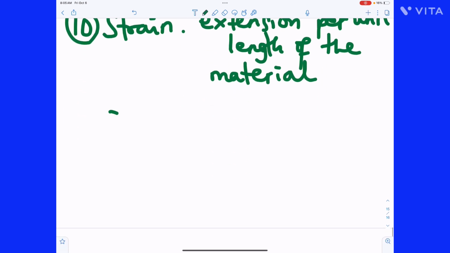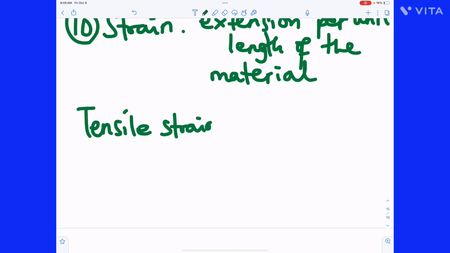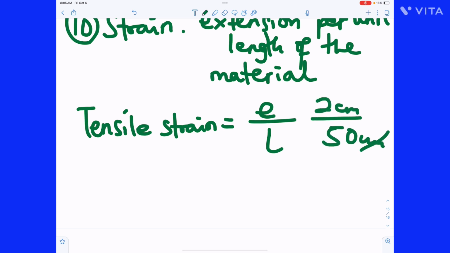So we always write strain. Sometimes you can see it called tensile strain. Tensile strain is extension over original length. So if something is 50 centimeters and it extends by 2 centimeters, the strain will be 2 centimeters over 50 centimeters. So you can see this is 1 over 25. Strain has no unit because it's a ratio of 2 lengths.